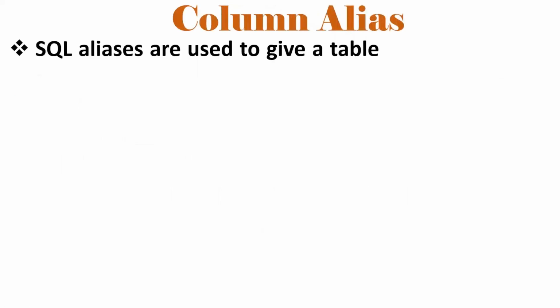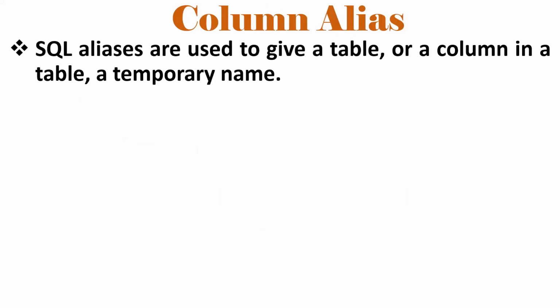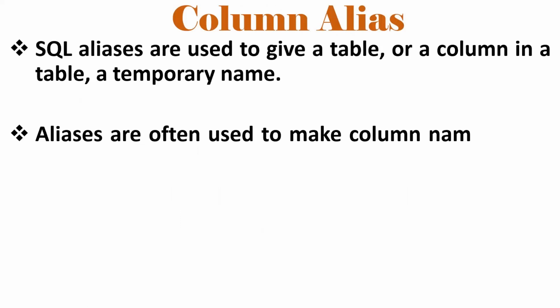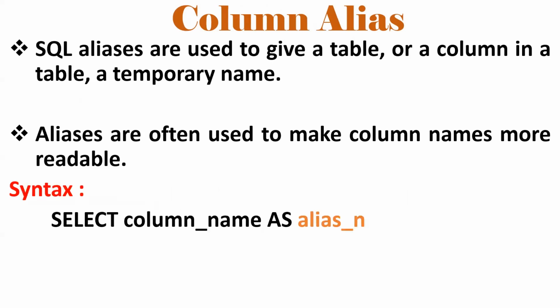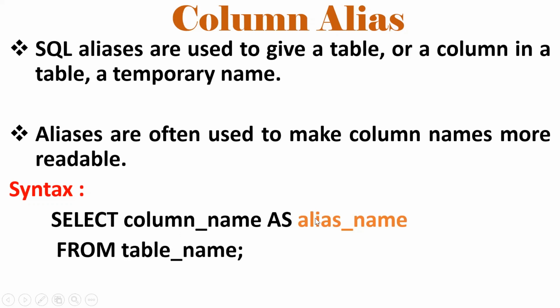In a similar fashion, understand what a column alias is. SQL aliases are used to give a table, or a column in a table, a temporary name. Aliases are often used to make column names more readable. Suppose I have one column and I want to display some other name, a temporary name. It won't be stored in the database. If I want to give a proper, readable name, we go for a column alias. It is a temporary name and it won't be stored in the database.